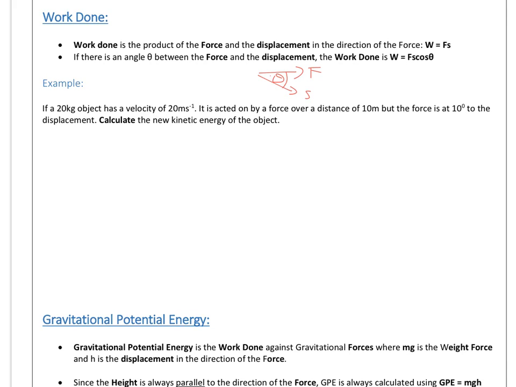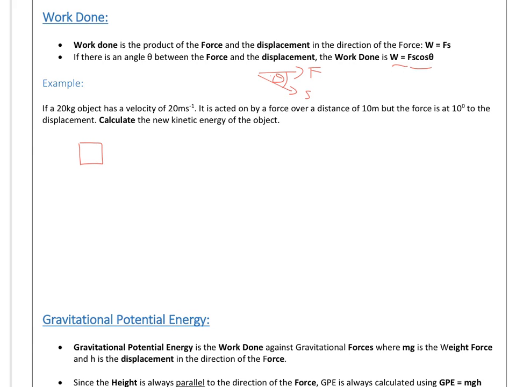You get stuff like this with an angle theta in between them, and you'd calculate the work done in this case as the force times the displacement in the direction of the force. So you actually find the component of the displacement in the direction of the force there. Okay, so let's have an example of putting that into practice. A 20 kilogram object has a velocity of 20 meters per second. It's acted on by a force over a distance of 10 meters, but the force is at 10 degrees to the displacement.